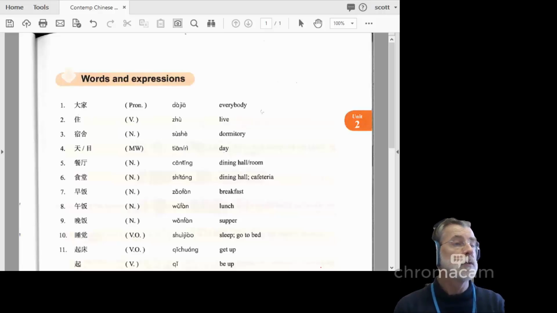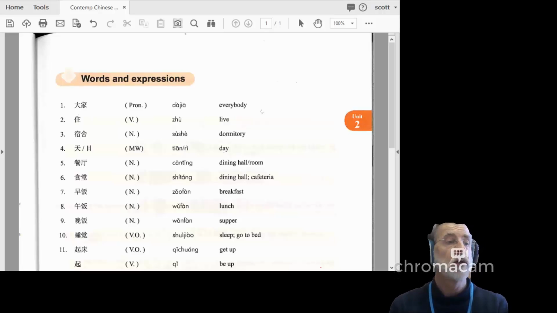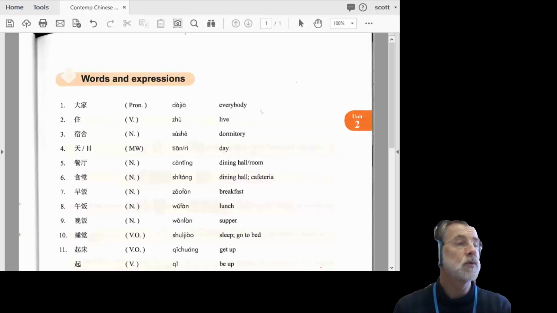So this is Contemporary Chinese 2. We're looking at Lesson 2 or Unit 2, and we're looking at the first list of vocab.